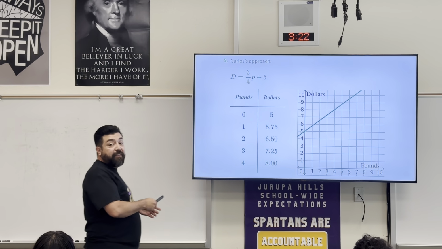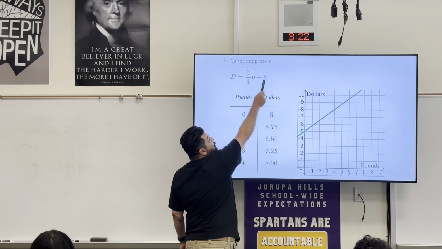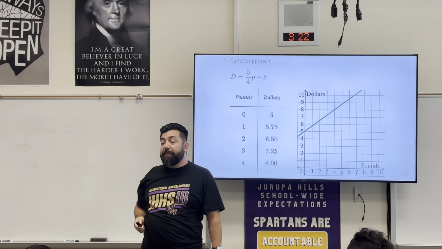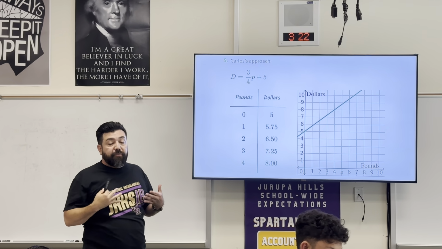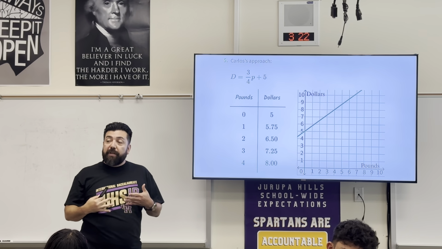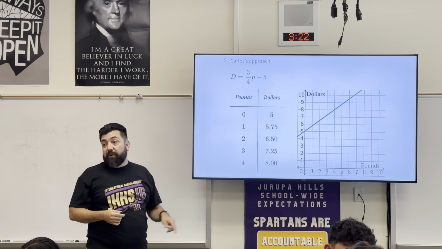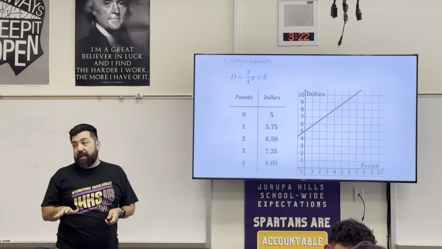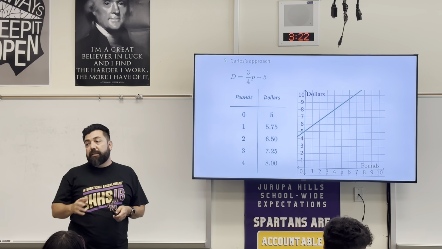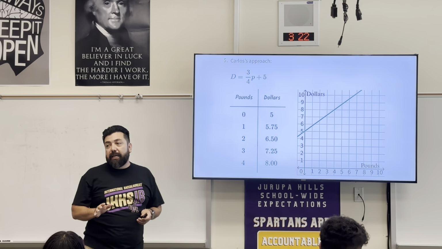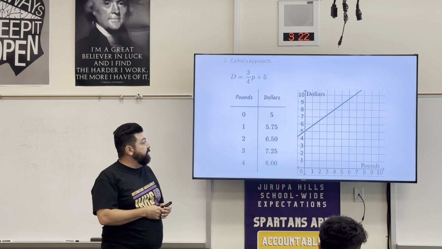Where did this +5 come from? The initial shipping cost. So no matter how much dog food I purchase, I'm on the hook for at least $5 for that shipping cost. Whether it's 1 pound of food or 100 pounds, shipping is going to cost me $5 on top of everything else.